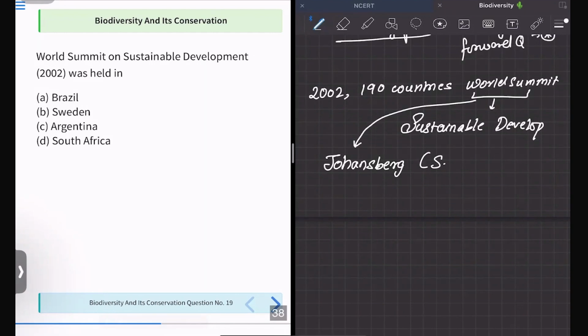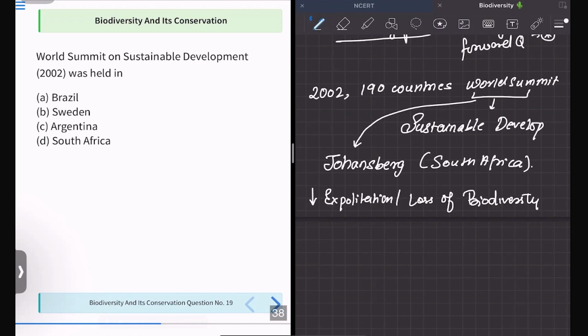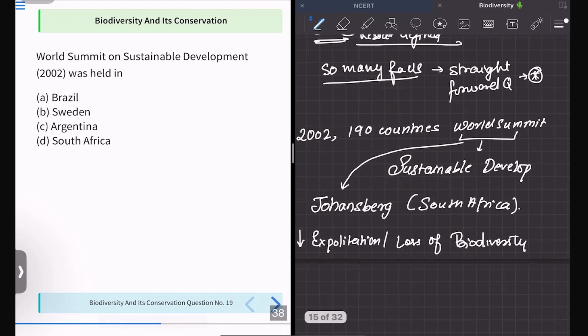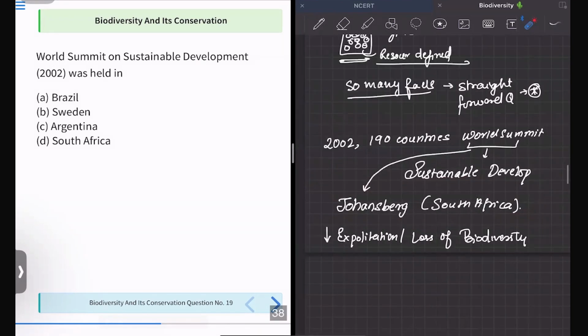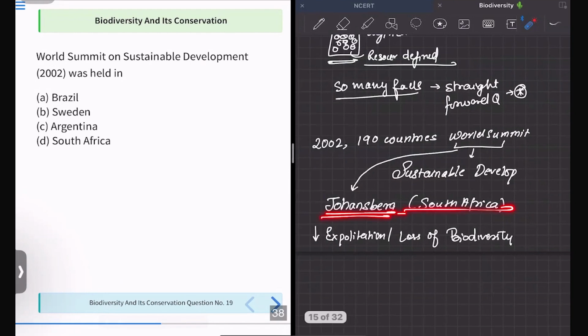Johannesburg is in South Africa. And the goal for this summit was to decrease the exploitation or loss of biodiversity. Okay. So these are some extra points which we have discussed, but in this question they were just asking where it was held. So you can see it was held in Johannesburg, that is South Africa. They might also ask you in which year. So it was in 2002. So you can clearly mark option number D as your correct answer and move ahead.